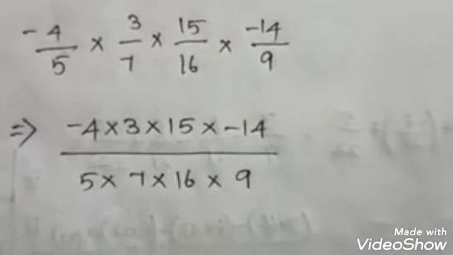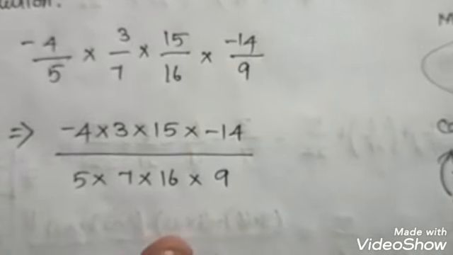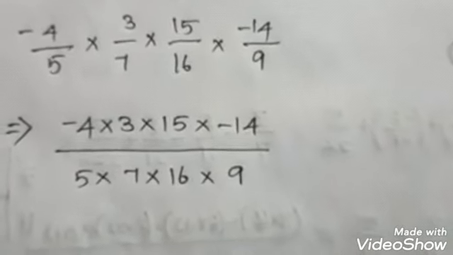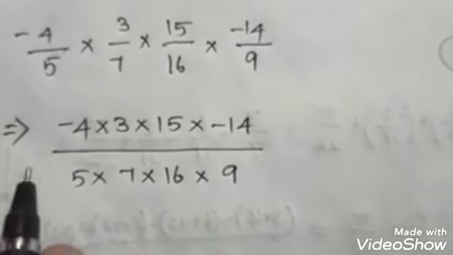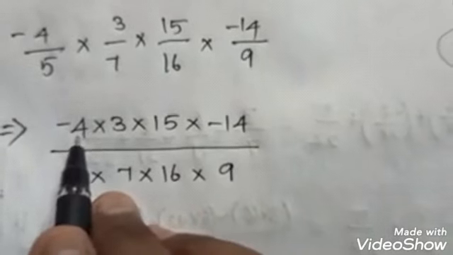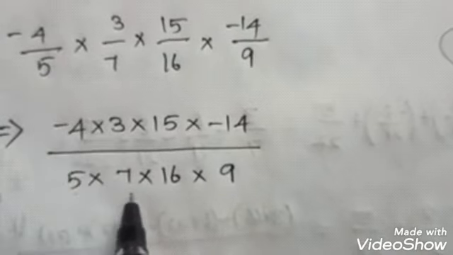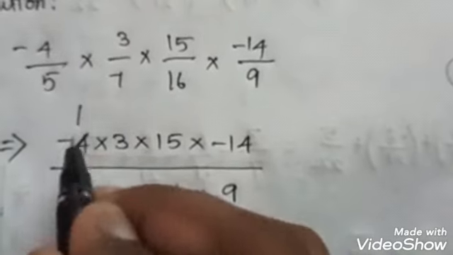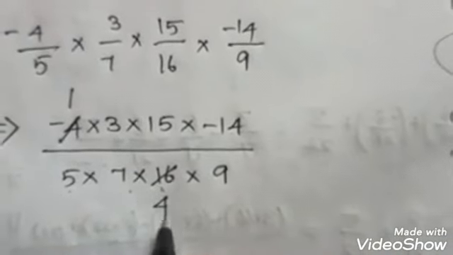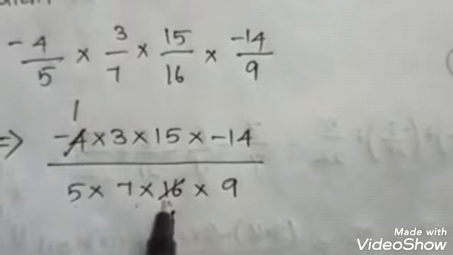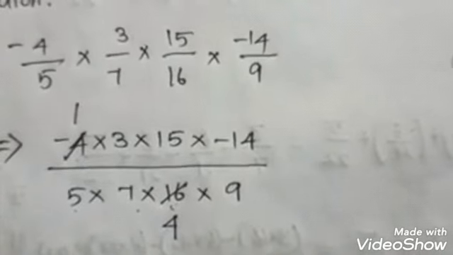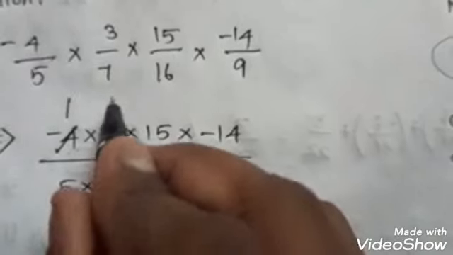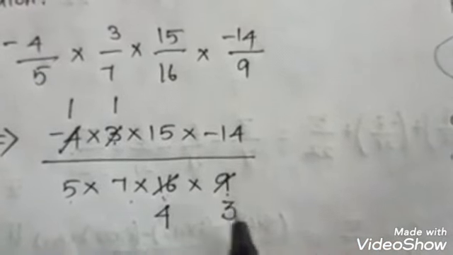Now the cancellation process. Already I told, a numerator can be cancelled by a denominator or a denominator can be cancelled by a numerator. Just you have to compare. Any of the numbers can be cancelled. Here 4 can be cancelled, any of the numbers. 5 is impossible, 7 is impossible, but 16 is possible. So 1 times 4, 4 times 16. So this numerator can be cancelled with the denominator 16. Again I have to compare. This 3 cancels the 9. 1 times 3, 3 times 9.